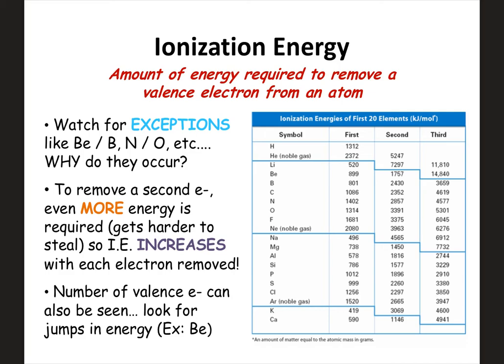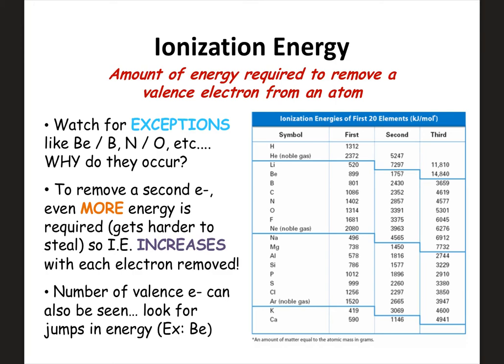However, you'll notice here there are some exceptions. If you look at beryllium and boron and nitrogen and oxygen, for example, as we go across from beryllium to boron, it actually goes down, from 899 to 801. And same thing for nitrogen to oxygen, it goes from 1402 to 1314. It should go up, but it actually drops. So we need to talk about this a little bit and see what's going on.